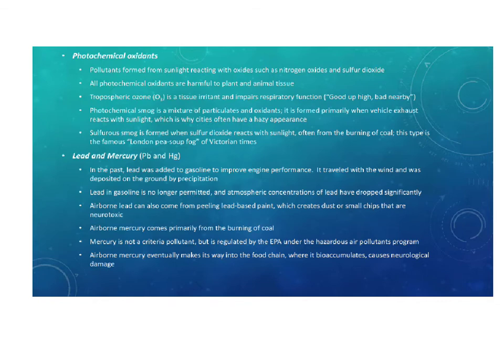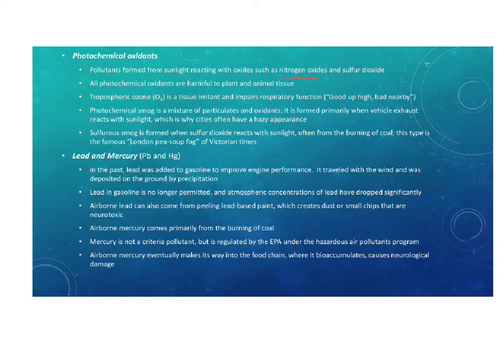Photochemical oxidants. Photochemical oxidants are pollutants formed from sunlight reacting with oxides, particularly nitrogen oxide, but also to a lesser degree sulfur dioxide. All photochemical oxidants are harmful to plant and animal tissue.